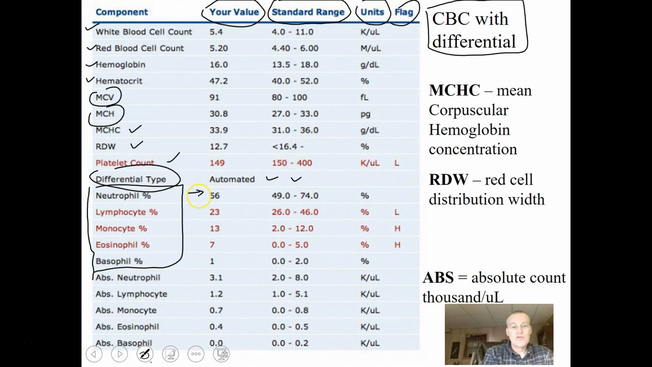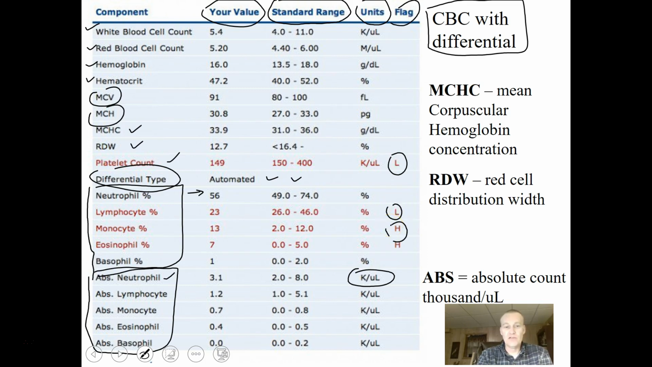And this will tell you the percent out of all the white blood cells, the percent that are each of the different kinds of white blood cells. And then the ABS is the absolute count in thousands per microliter. So we can actually count how many neutrophils there are per microliter. So you can see this person was flagged for their platelet count being a little bit low. They were also flagged for their lymphocyte count being low and monocyte count being a little bit high.